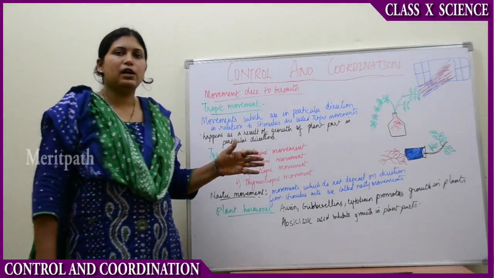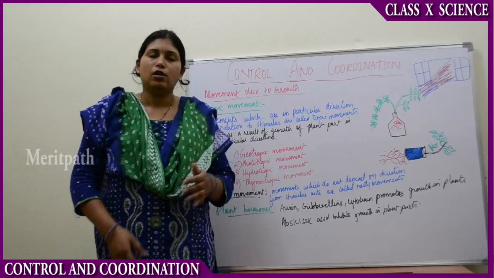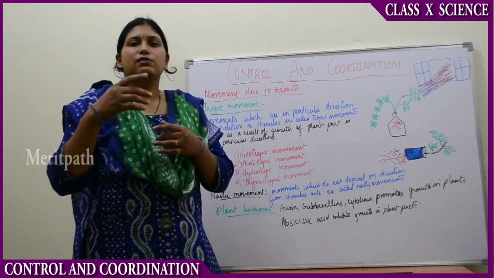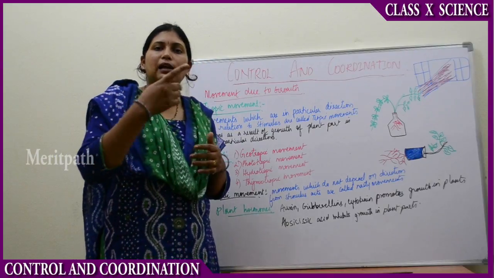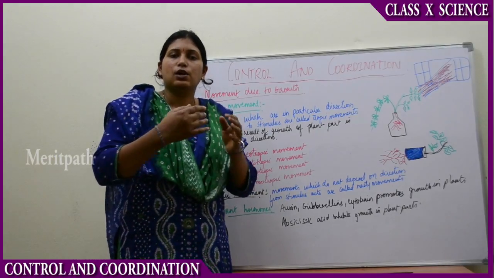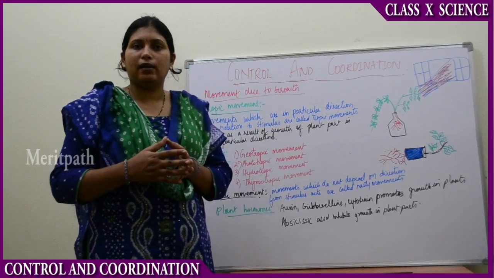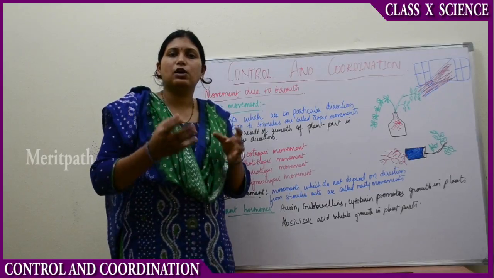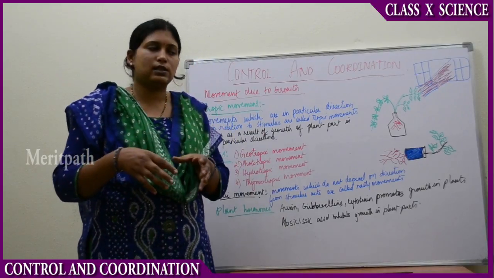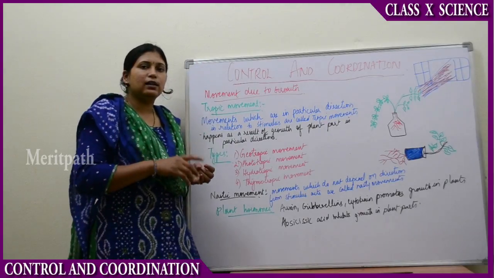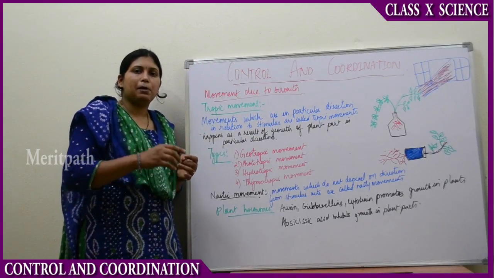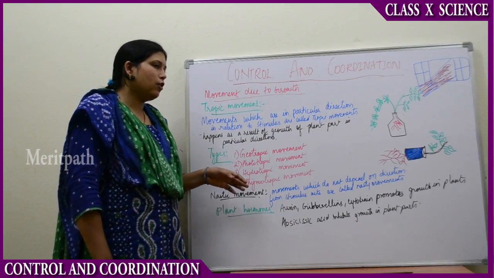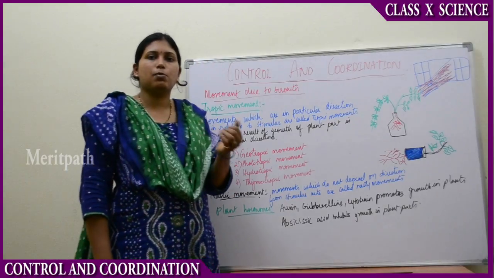So the fourth type of movement is thigmotropic movement. This is the type of movement which occurs in response to touch. For example, let's see the tendrils. Tendrils are the spring-like, coil-like structures of plants which grow as climbers, taking support on other plants and growing. These tendrils grow as coils on other plants because of the presence of a hormone called auxin. So this thigmotropic movement is nothing but movement in response to touch.